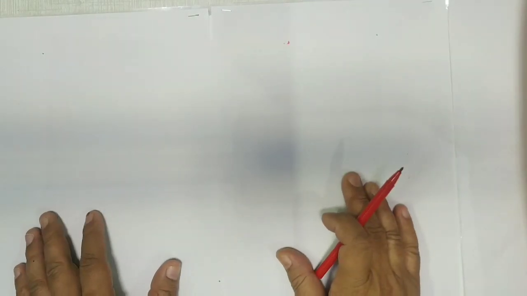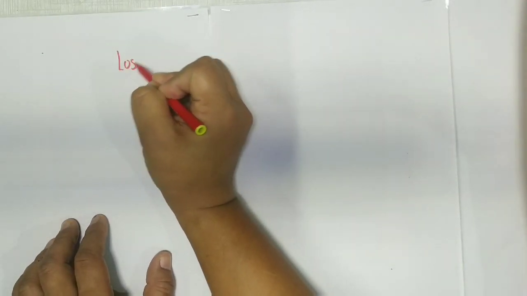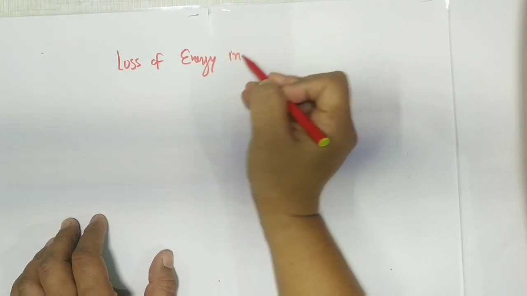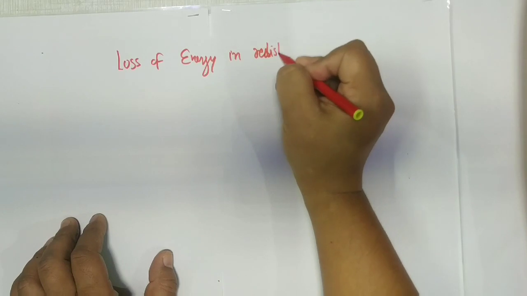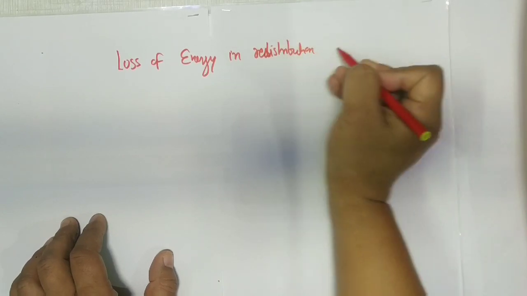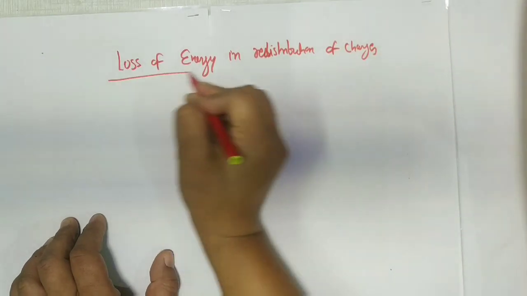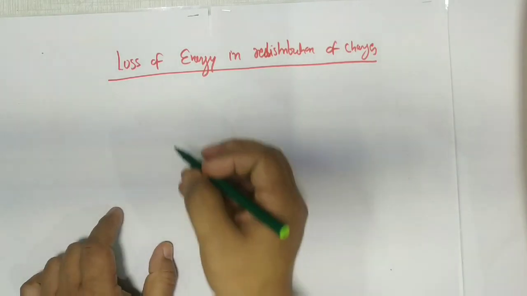Now, when there is a redistribution, there can be a case where loss of energy takes place. So there is a loss of energy in redistribution of charges. When you connect them, there will be some loss of energy. Are you getting it? So we can calculate the loss of energy of redistribution of charges.